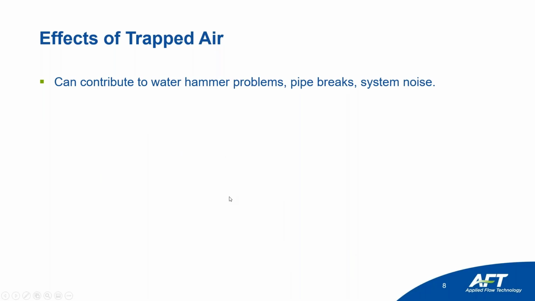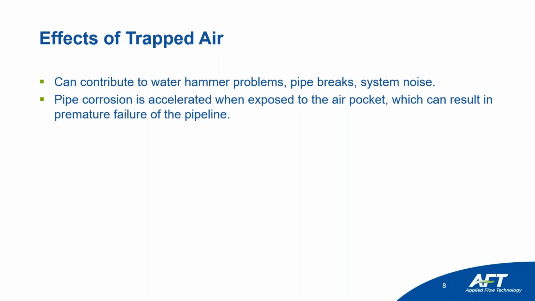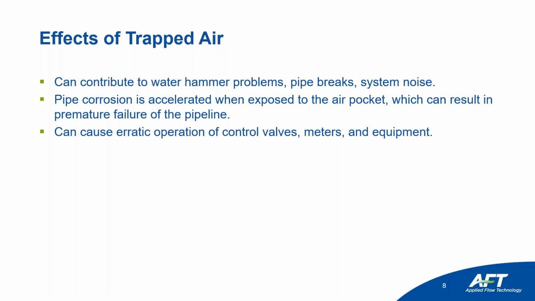Also, trapped air can contribute to water hammer problems, pipe breaks, and system noise. Pipe corrosion is accelerated when exposed to air pockets, which can result in premature failure of your pipe. It can cause erratic operation of your control valves, meters, and equipment. It can increase the energy consumption of your pumps because when you restrict the area, it will take more energy to pump through those pockets.